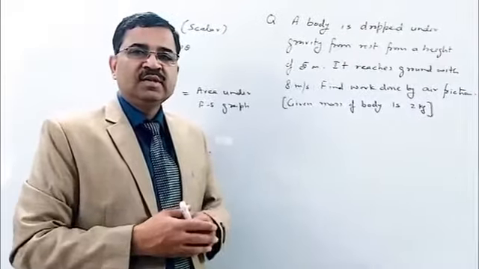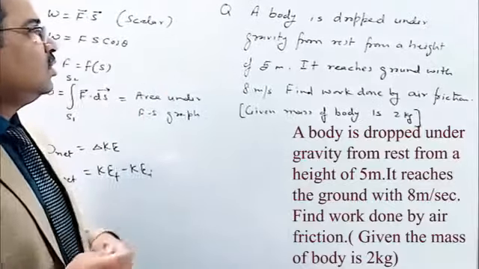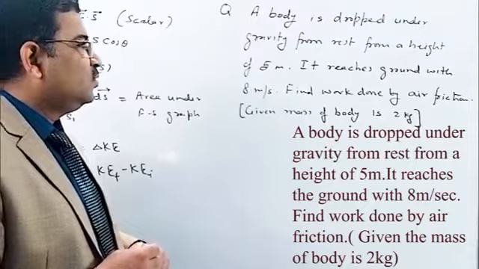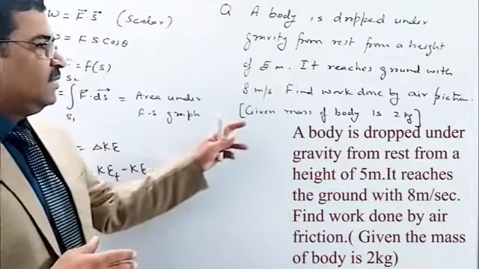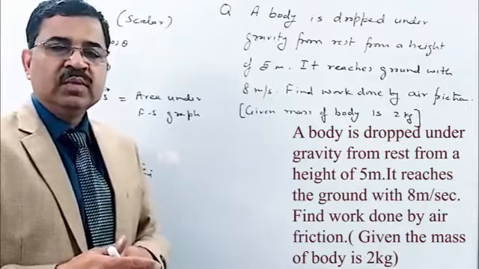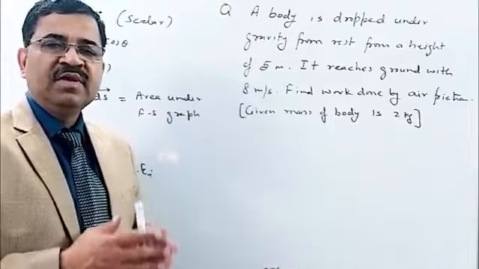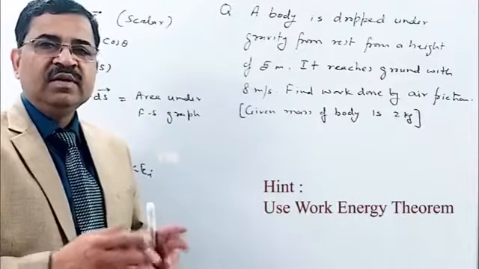Now students, let us take one more question based on the work energy theorem: a body is dropped under gravity from rest from a height of 5 meter. It reaches the ground with 8 meter per second. Find the work done by the air friction, given the mass of the body is 2 kg. Now in this case we have to find the work done by the air friction, but its value or its equation is not given to us. So here we can apply the work energy theorem.